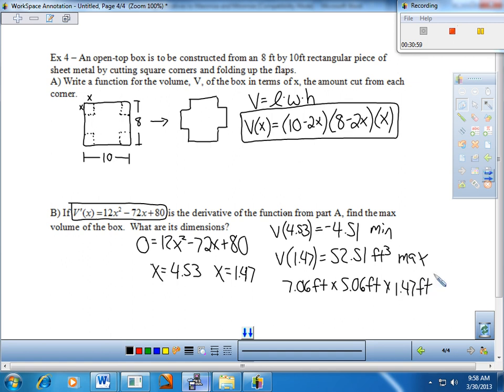So again, all I did is put my 1.47 in here, and then in here, and then in here, and you end up getting these three numbers. And so lo and behold, I've got these as all of it. Oh, that looks very, very cool.